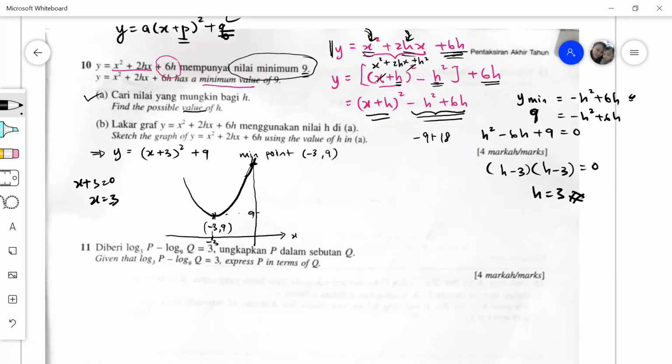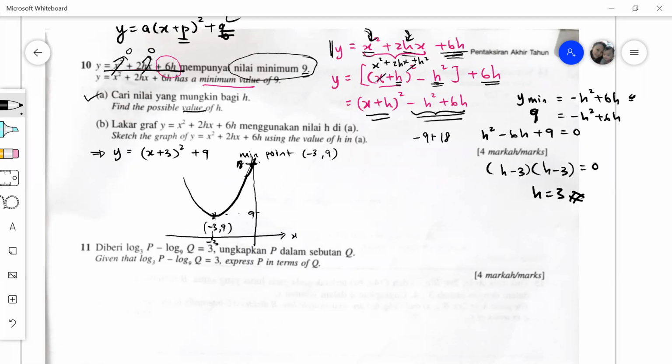Okay, careful, yeah. And then our y-intercept, always use this one, easy, because we know that x is 0 on the y-axis, so you're left with 6h. h is 3, 6h is 18, so we know that this is 18.